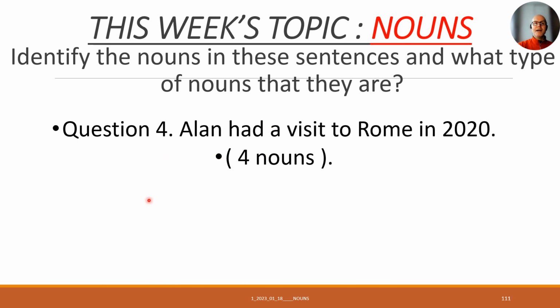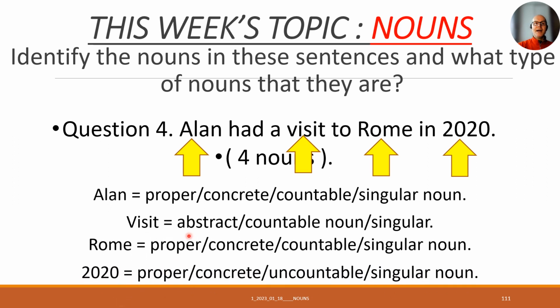Question 4. Alan had a visit to Rome in 2020. 4 nouns. They are Alan, visit, Rome and 2020. Alan, proper, concrete, countable, singular. Visit, abstract, countable, singular. Rome, proper, concrete, countable, singular. 2020, proper, concrete, uncountable, singular.